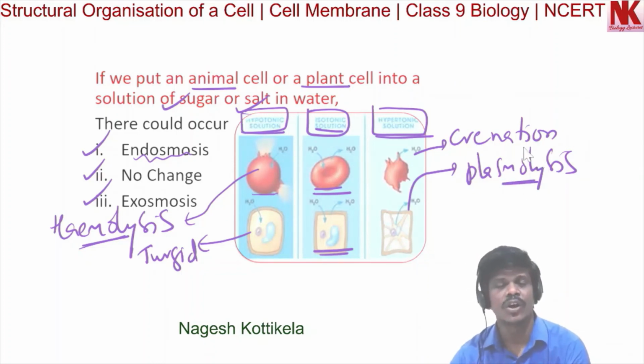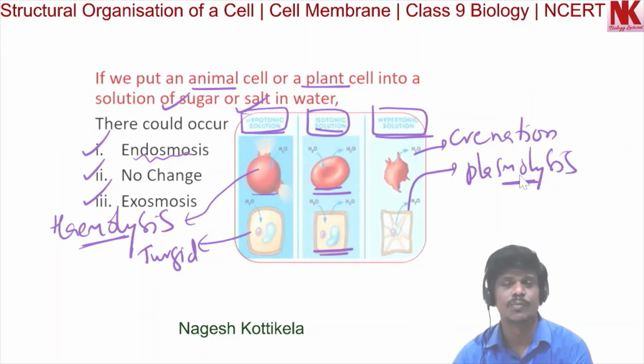Okay, so if animal cell is kept in hypertonic solution, it undergoes crenation, but if plant cell is kept in hypertonic solution, it becomes plasmolyzed, and plasmolysis is shrinkage of protoplasm away from the cell wall.